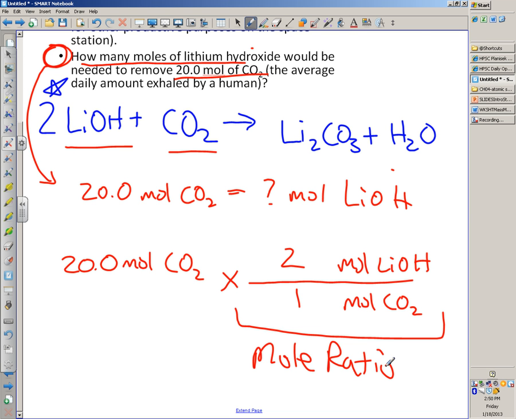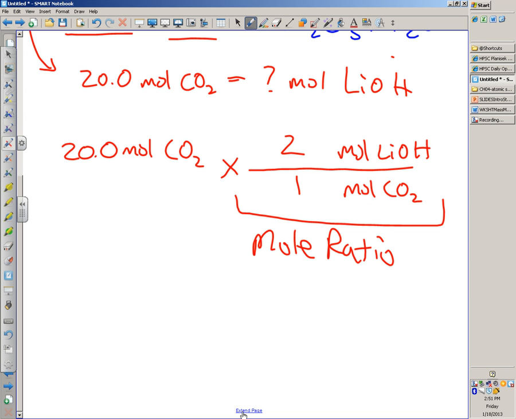Good? Okay. So, one good thing about mole-to-mole problems is that generally the math is pretty easy, right? If you want, you can put that over 1, okay? Then, moles of CO2 in the numerator, moles of CO2 in the denominator, they cancel. You run that through your calculator, and what do you find out? Not 40 moles.